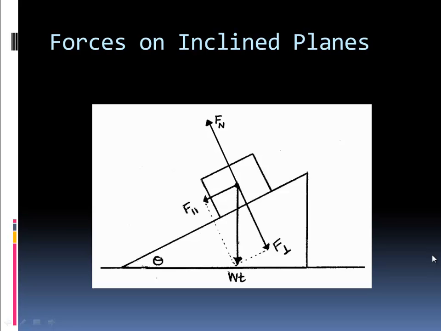All right, in this next video on forces, we're going to look at forces on inclined planes. As you can see by this free body diagram, we have a force that is on an inclined plane. We do have a perpendicular force and a parallel force coming from the weight vector, and we'll talk about what all that means here in just a moment.